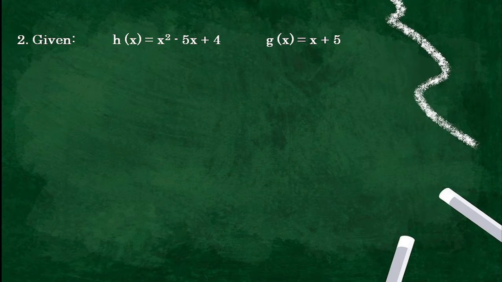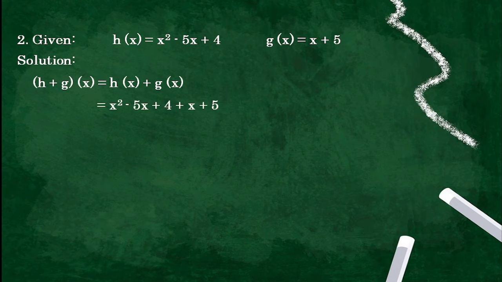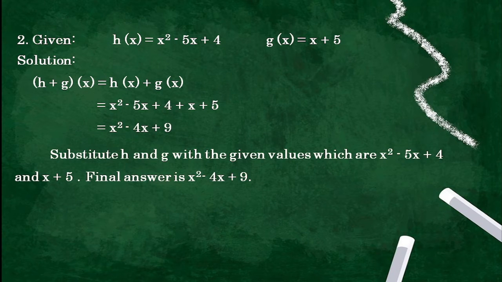Given number 2, h(x) = x² - 5x + 4 and g(x) = x + 5. We substitute h and g with the given values, which are x² - 5x + 4 and x + 5. That gives us x² - 4x + 9.